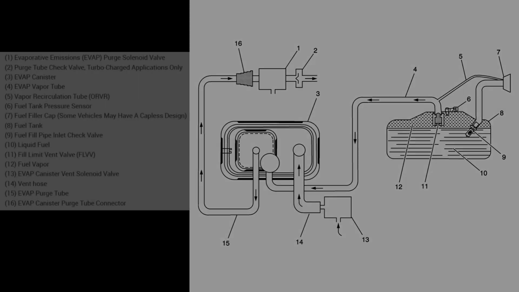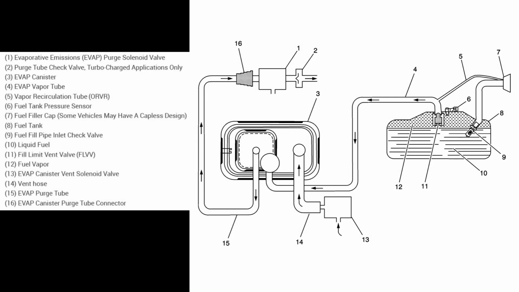Fuel tank vapors are allowed to move from the fuel tank due to the pressure in the tank through the EVAP vapor tube into the EVAP canister. Carbon in the canister absorbs and stores the fuel vapors. The excess pressure is vented through the vent hose and EVAP vent solenoid valve to the atmosphere. The EVAP canister stores the fuel vapors until the engine is able to use them.